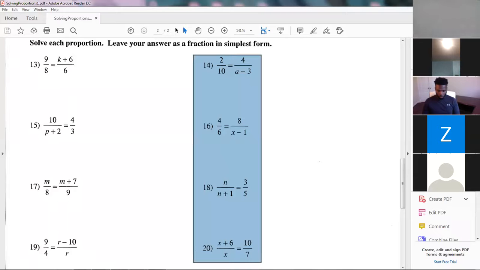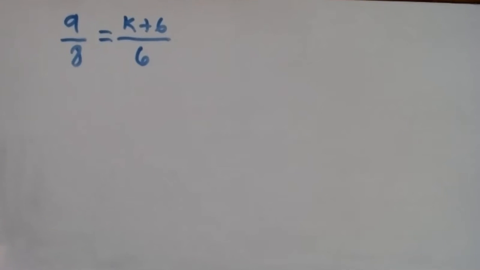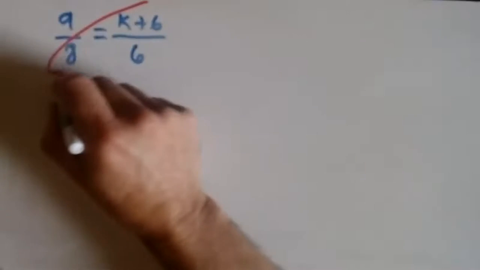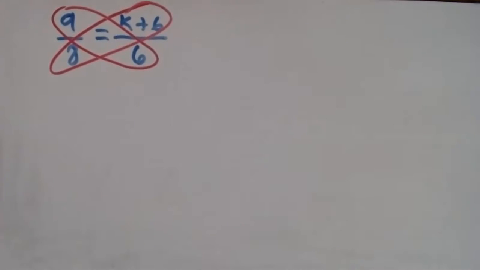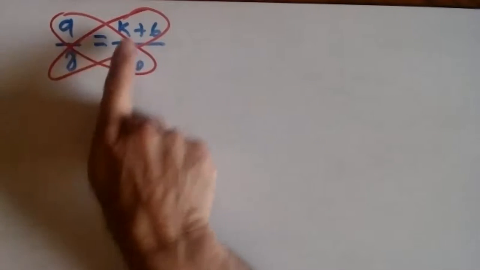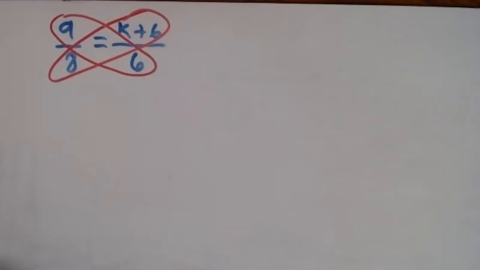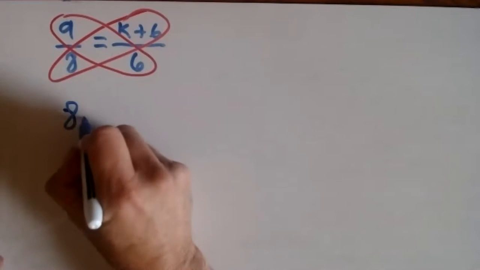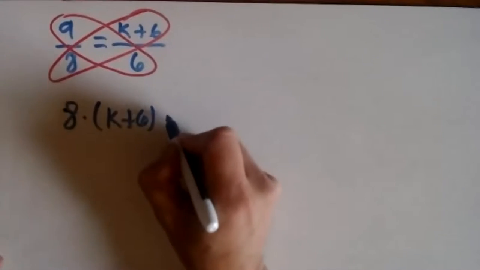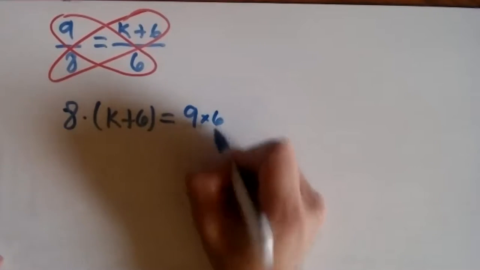So the first problem we are going to do is 9 over 8 equals k plus 6 over 6, okay? Now, the procedure is going to be the same. You are going to multiply the diagonal. So you're going to take this diagonal and then multiply this diagonal, correct? And you're going to make this product equal this product. So you're going to put 8 times (k plus 6) equals 9 times 6, correct?